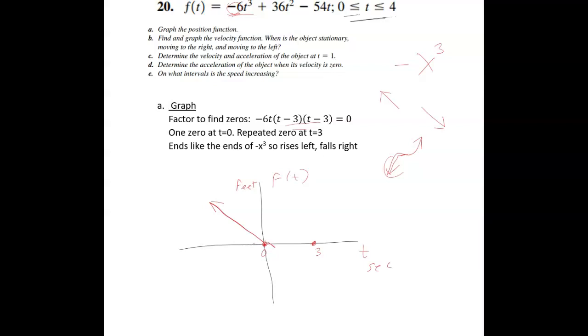At t equals 3, I'm not going to cross the axis because that's a repeated root. It will not cause the sign to change. If I put a 2 in for t, or if I put a 4 in for t, I will still have the same sign. It turns out that sign will be negative. 3 is my last 0, so I know that's my end behavior. So this is approximately a graph of my function.